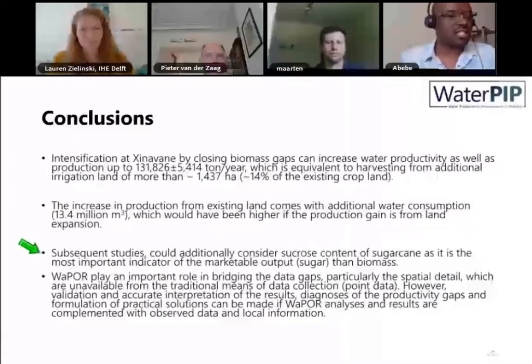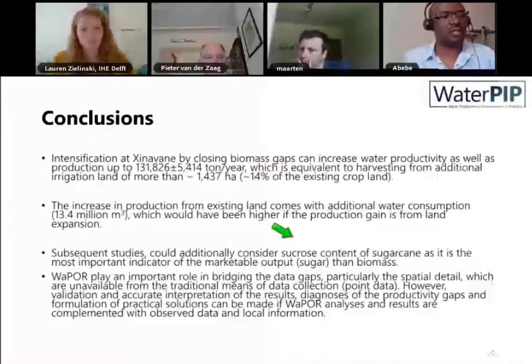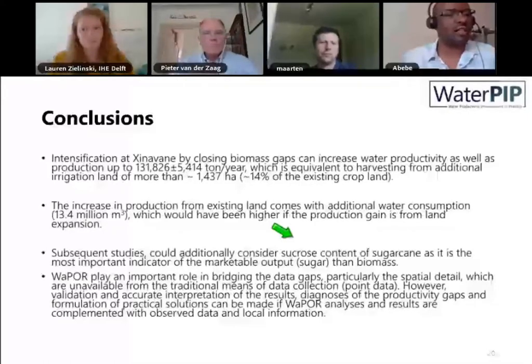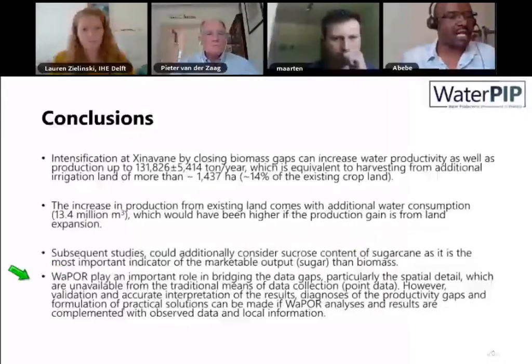Subsequent studies could additionally consider impact on sucrose content rather than sugarcane biomass, because this is also an indicator for sugar production, which is the marketable product from sugarcane. It also has to do with water shortage. Peter already nicely said this, we could have deficit irrigation. So it might have a positive implication for sucrose, rather than just indicating a reduction in biomass.